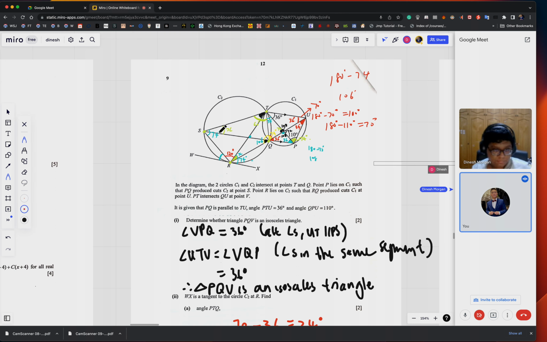If you zoom out enough, can you see that you can find x already? Because this is the triangle you are supposed to look at. And then you have 36 here, and then you have this 94, right? Then you can find your x already. So this is 130. So the x is 50.